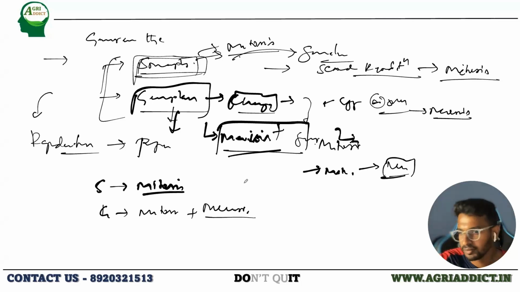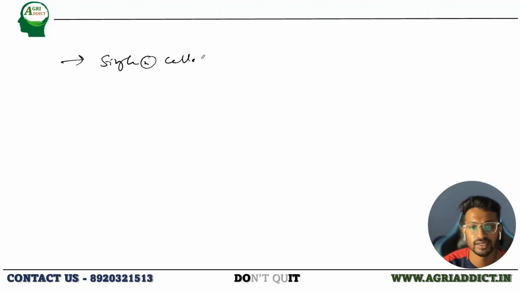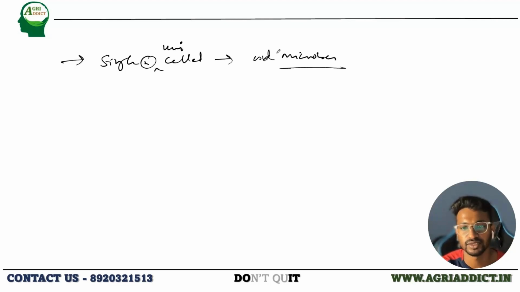So can you just name any organisms which don't have the distinct somatoplasm or germplasm? Unicellular organisms. Yes, unicellular or single-celled organisms. They do not have distinct somatoplasm and germplasm, and the microbes, which are mostly unicellular, also do not have distinct somatoplasm and germplasm.